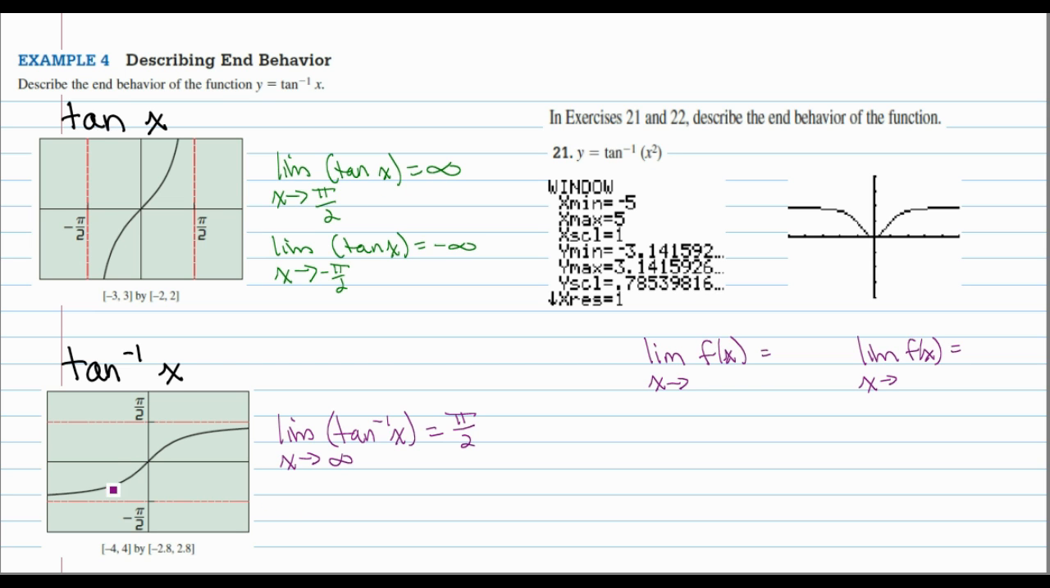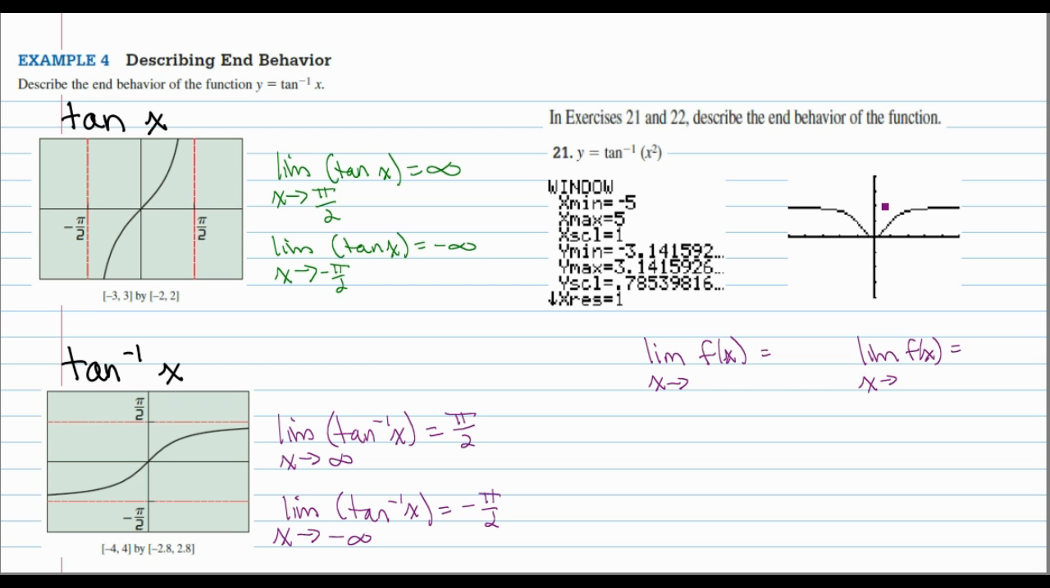Then the bottom end, the limit as x approaches negative infinity, and also the left end of the inverse tangent of x is negative pi over 2. The y values will level off at negative pi over 2. The now try problem for example 4 is number 21.